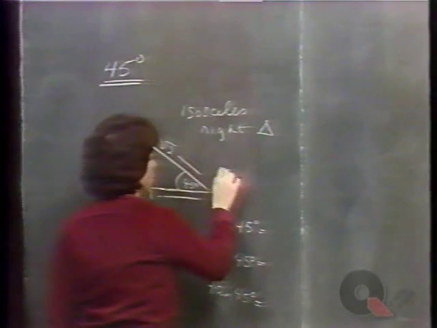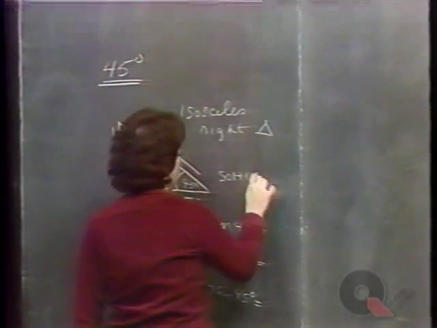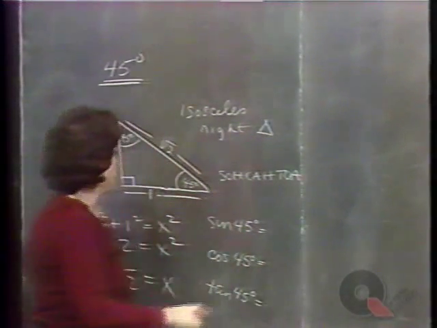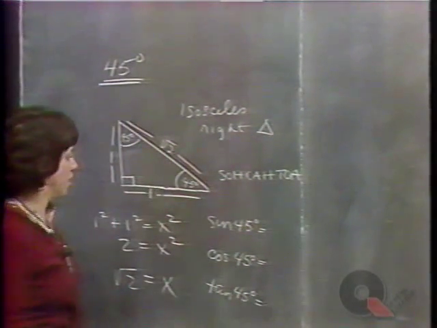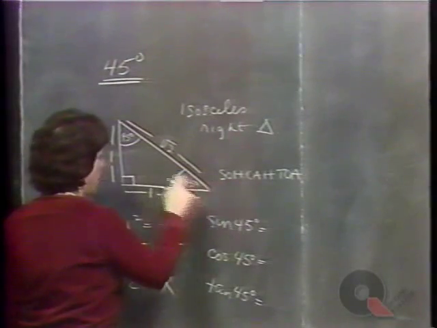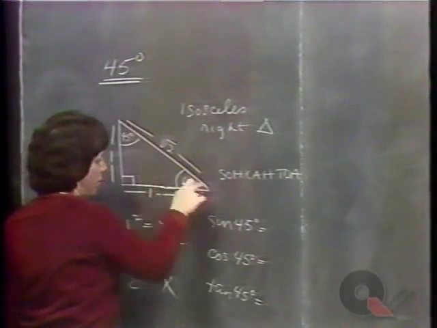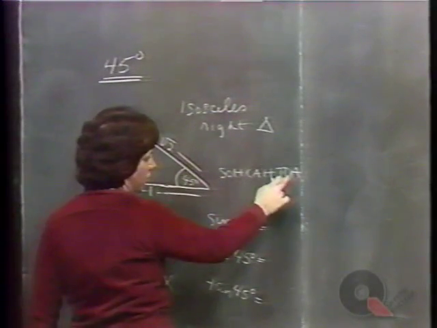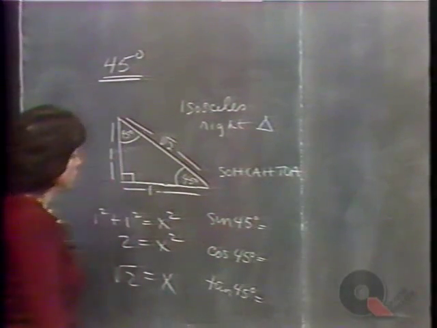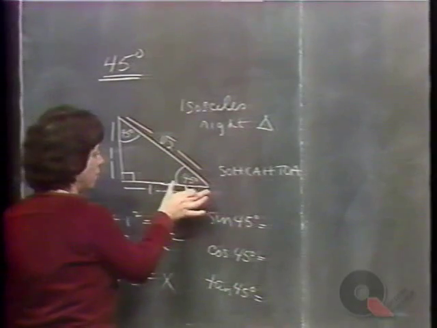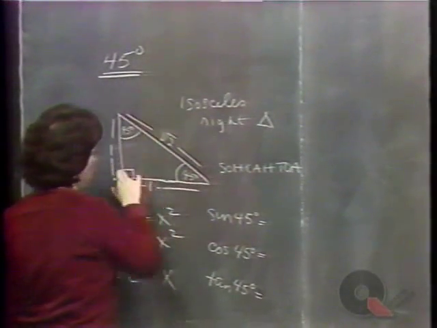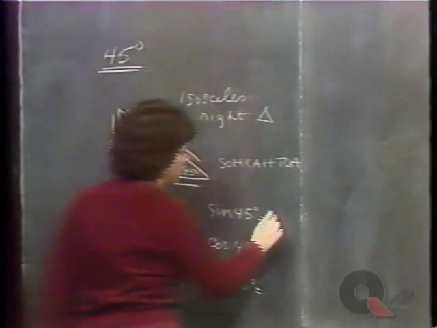I'm going to be using our SOHCAHTOA definitions here. They're the most convenient to work with. Sine, if you remember, in a right triangle like this, is the length of the side opposite the angle divided by the length of the hypotenuse. Cosine is adjacent over hypotenuse, tangent opposite over adjacent. So for the sine of 45 degrees, we have the length of the side opposite 45 degrees, which is 1, over the hypotenuse, which is the square root of 2.